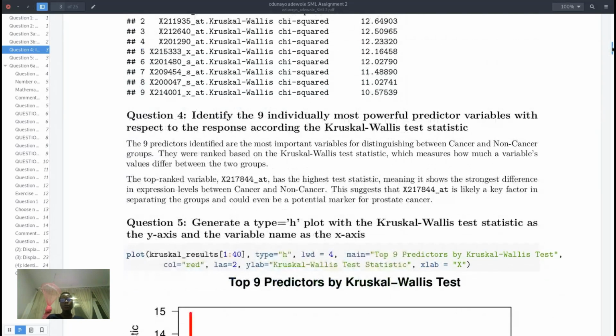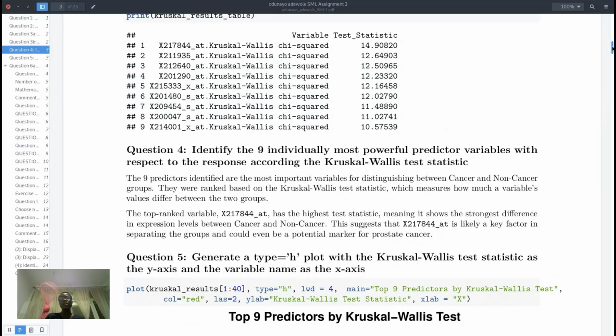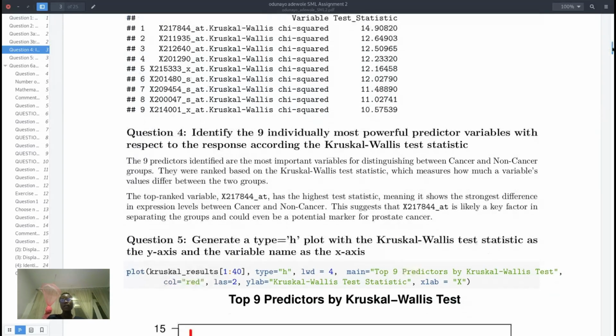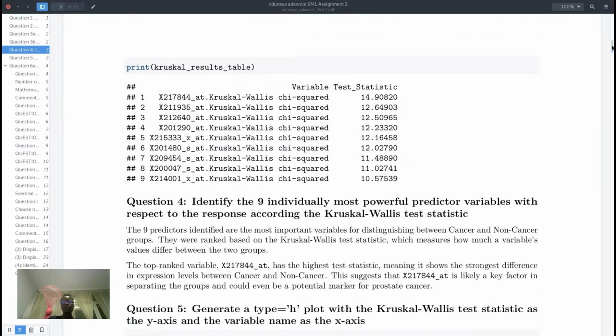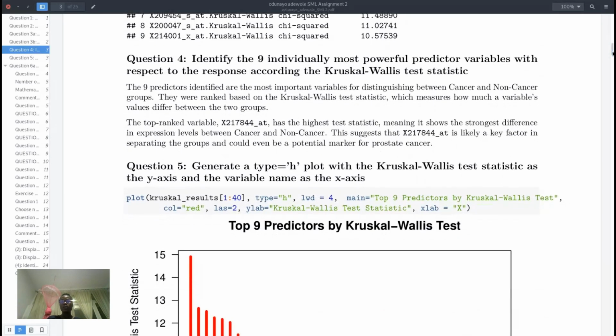And what does Kruskal-Wallis test statistics do? Kruskal-Wallis test statistics is actually a statistic that helps to check if there is a difference in the median across groups. So it's a non-parametric version of one-way ANOVA, because one-way ANOVA is testing if there is a difference between the mean across groups, while Kruskal-Wallis is testing if there is a difference between the median across the groups.